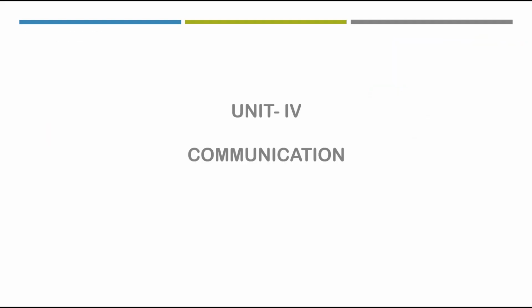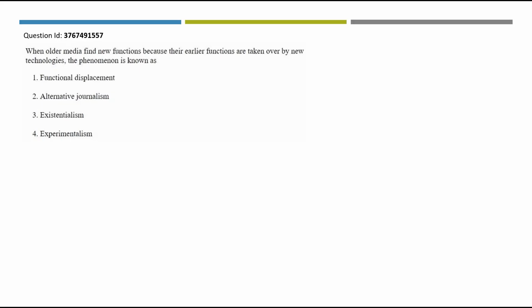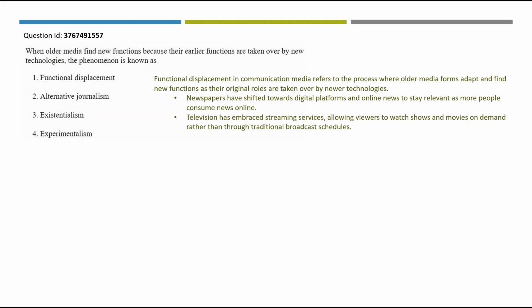Let's move on to Unit 4, Communication. When older media find new functions because their earlier functions are taken over by new technologies, the phenomenon is known as what? What is functional displacement? Functional displacement in communication media refers to the process where older media forms adapt and find new functions as their original roles are taken over by newer technologies.